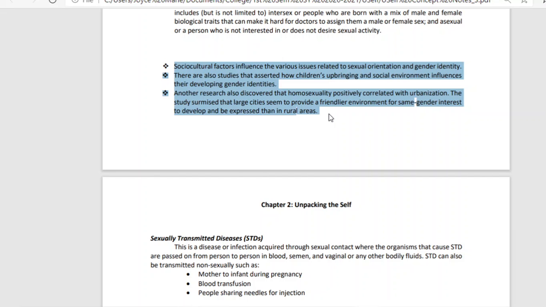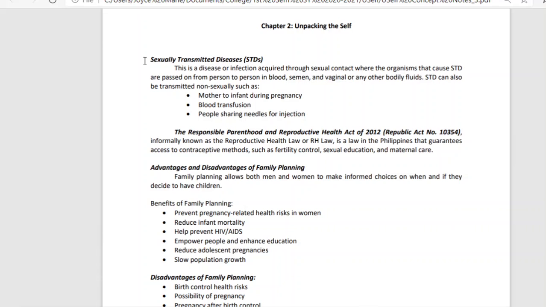Now let's move on to STDs, or the sexually transmitted diseases. So, what are STDs? These are diseases or infections acquired through sexual contact where the organisms that cause the STD are passed on from person to person in blood, semen, and vaginal or any other bodily fluids.